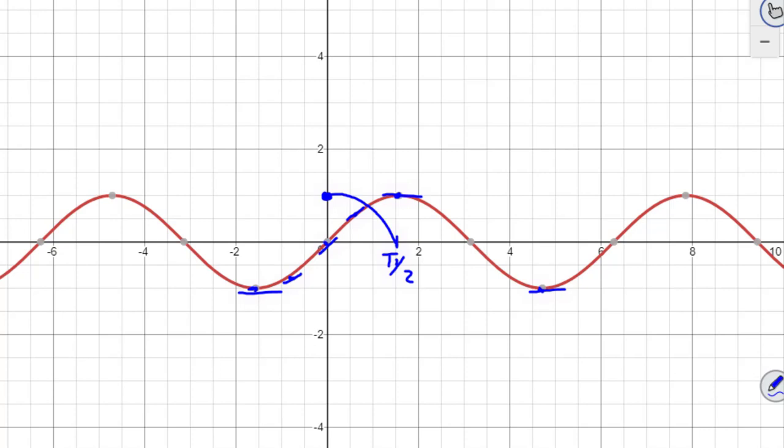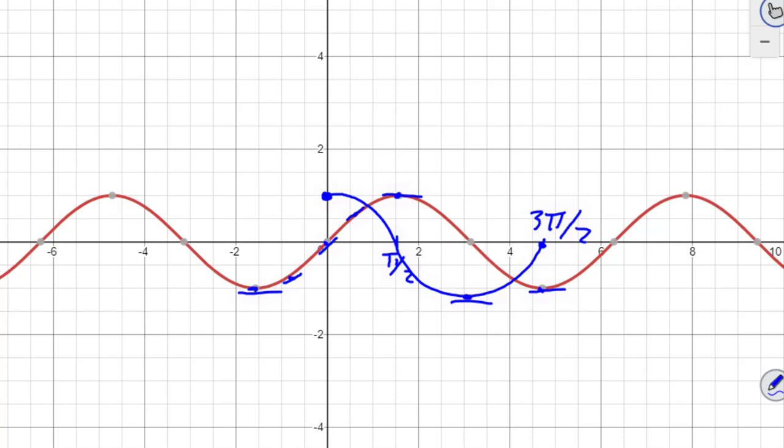Notice that from pi over 2 onwards until I get to, where's this? This is at 3 pi over 2. Notice between pi over 2 and 3 pi over 2, what is my function doing? Decreasing. So its derivative needs to be negative. And sure enough, it looks something like this with its maximum negative value, where this would have the maximum negative slope. Okay? Well, what curve am I sketching here?